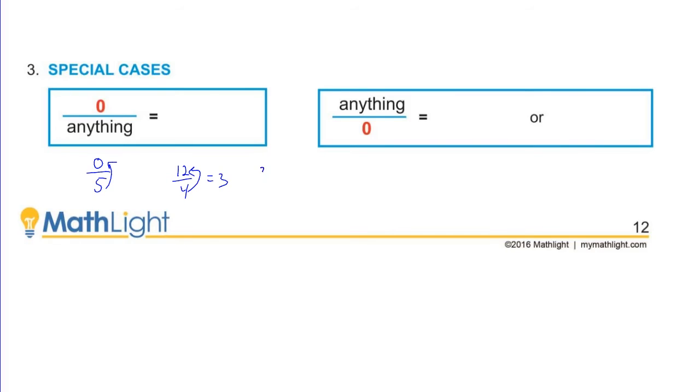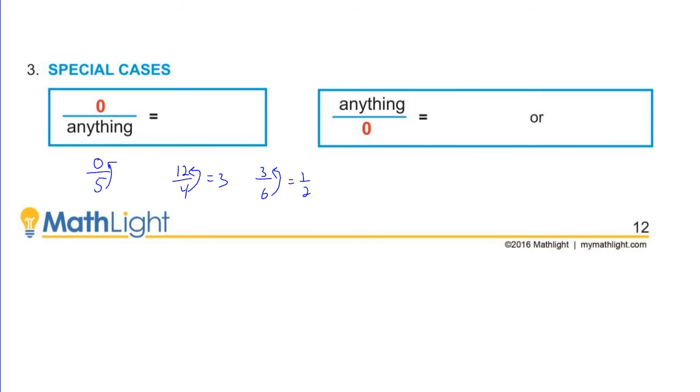How about if we had something like this, 3/6? How many 6s fit into a 3? Only half of a 6 fits into a 3, and that's why that's a half. Do you see how that works? Do you see what's going on with division? So here's the point. Let's go back to our 0 divided by 5.